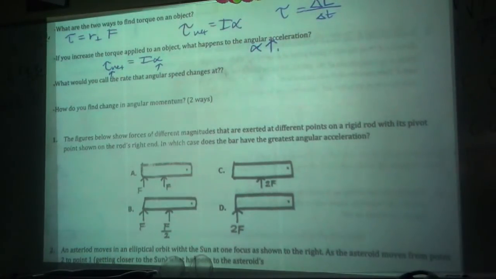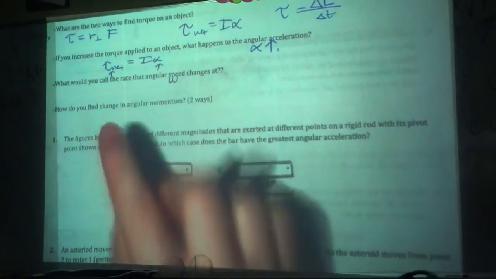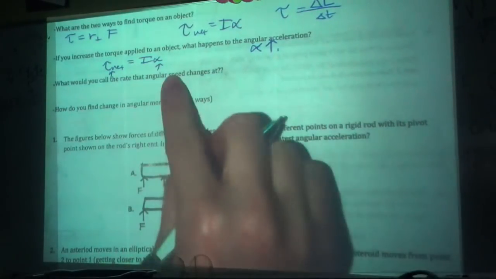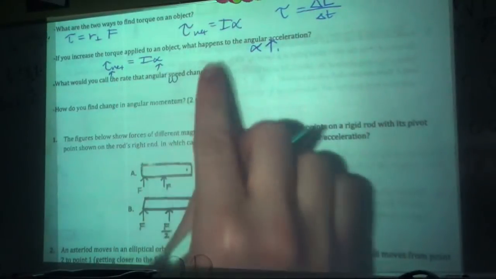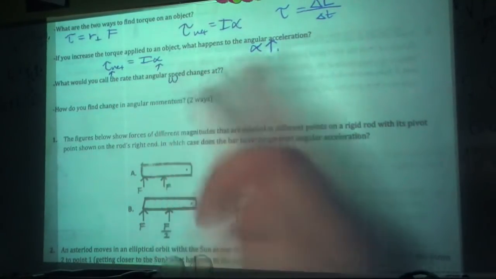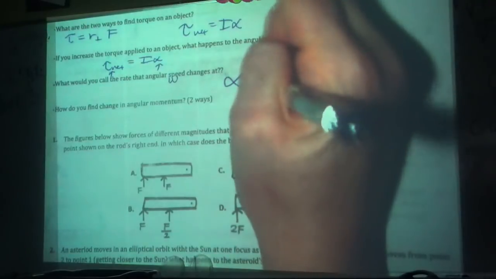The rate that angular speed changes at. It's tempting to just put omega here because it says angular speed, but I didn't ask what is the angular speed. I asked what do you call the rate that the speed changes. How fast your speed is changing is acceleration, but how fast your angular speed is changing is angular acceleration. So, angular acceleration.